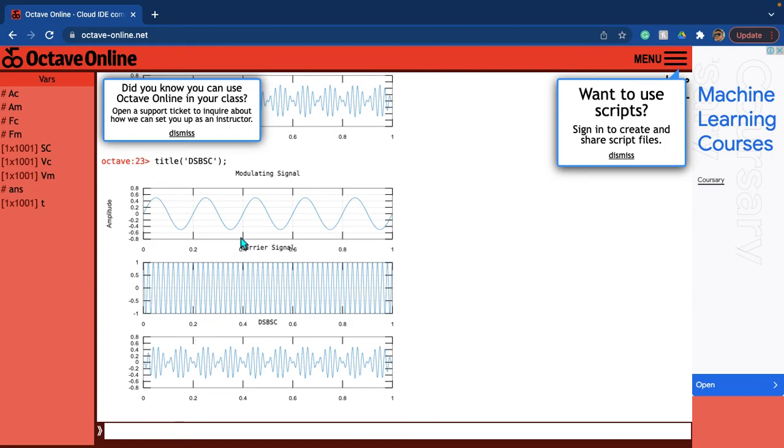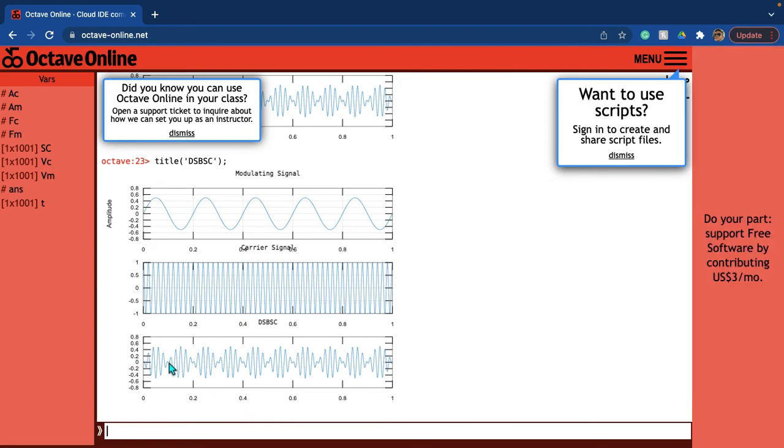So all the graphs are in one window, and the upper one is the modulating signal, next is the carrier, and the third one is my double sideband suppressed carrier. We can look at the point where the modulating signal crosses the zero amplitude. When it crosses the zero amplitude, we see the double sideband suppressed carrier inverts in phase. So this shows that this is a double sideband suppressed carrier. This is the output. We are done with this experiment.